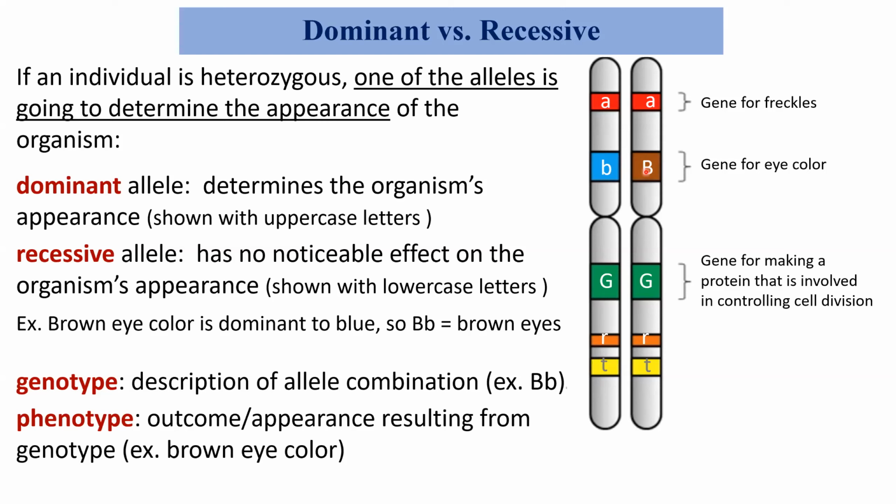So the recessive allele: if you are heterozygous for eye color, as shown here, the dominant allele is the uppercase B, or brown eyes, and the recessive allele is the lowercase b, or blue eyes. This allele has no noticeable effect on the organism's appearance, and geneticists show this recessive allele by lowercase letters. As I said, brown eye color is dominant to blue, so uppercase B, lowercase b would equal brown eyes.